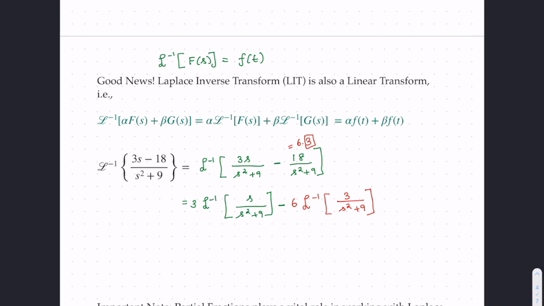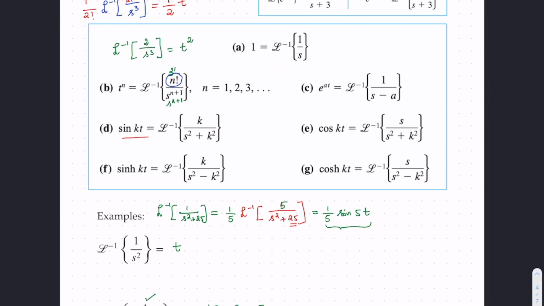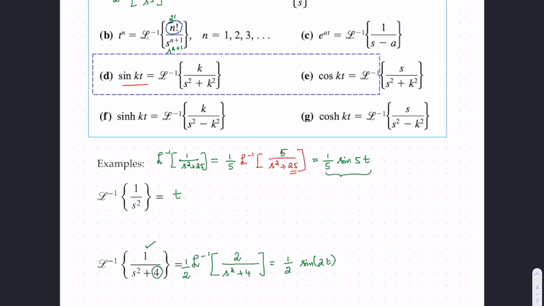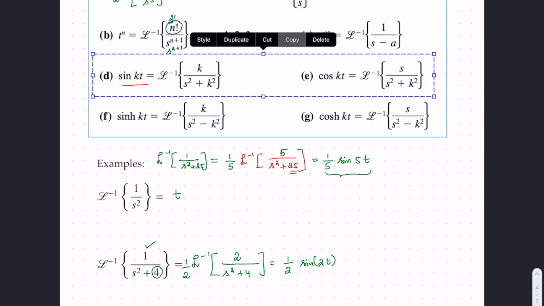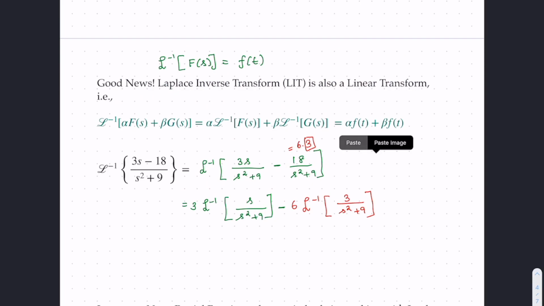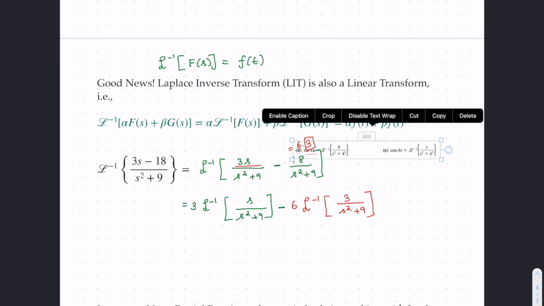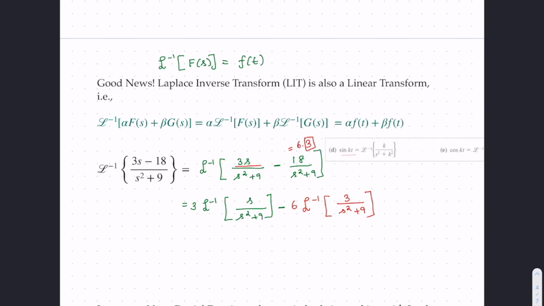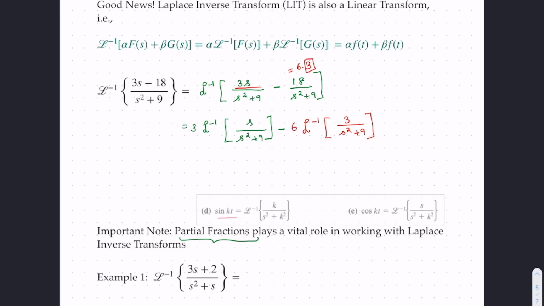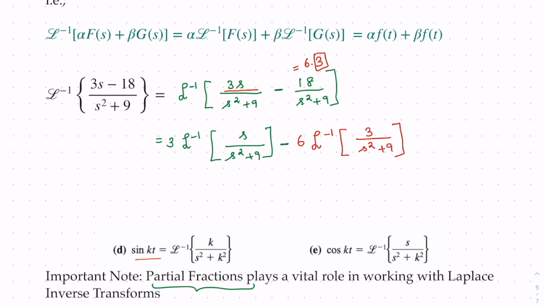And now this fits into this formula right here. Right, so just in case, let me just copy this for you so you can kind of see it. Because of this formula right here, we're going to apply this formula over here, and we're going to apply this formula over there.